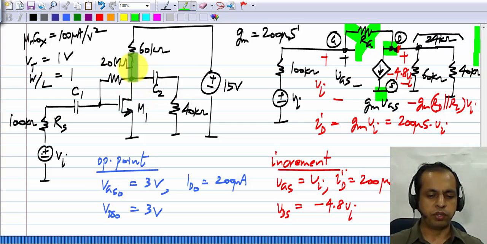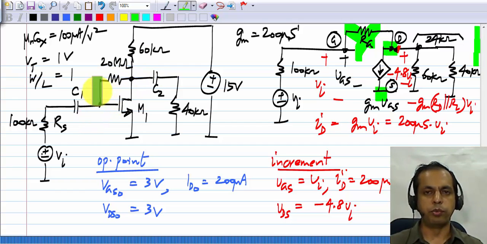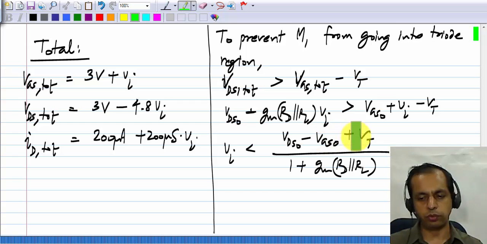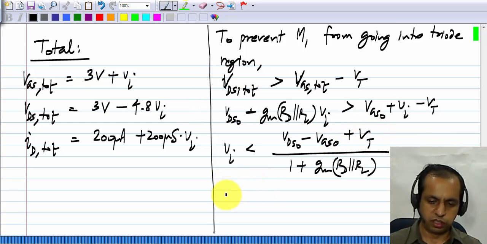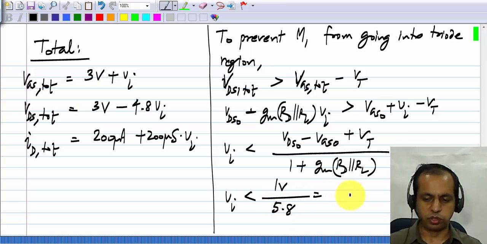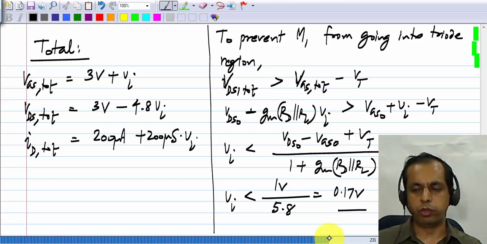If you had a different kind of biasing, or somehow modify this biasing so that this voltage is far above the gate voltage in quiescent condition, then the swing limit will be higher, because the gate voltage can rise by a large amount and drain voltage fall by a large amount before the transistor enters triode region. So anyway, in this case, VDS0 equals VGS0 equals 3 volts and VT is 1 volt. So it turns out that VI has to be less than 1 volt divided by 1 plus 4.8, or 5.8, which works out to 0.17 volts. So VI has to be below 0.17 volts.